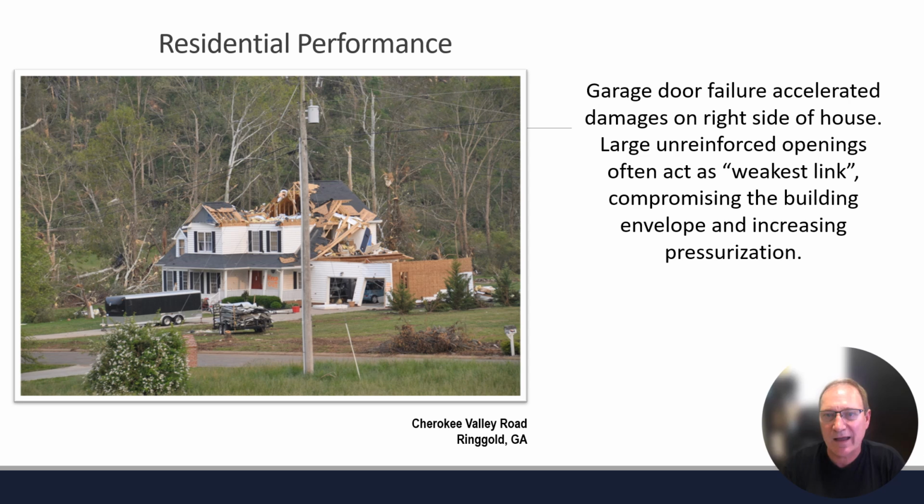This particular house, the weakest link was actually believed to be where the garage door failed, and then the wind penetrated the house there and blew the top off of the roof. I didn't see this particular house when I was in Ringgold, but again, this was one of the examples that was used in the MAT report.